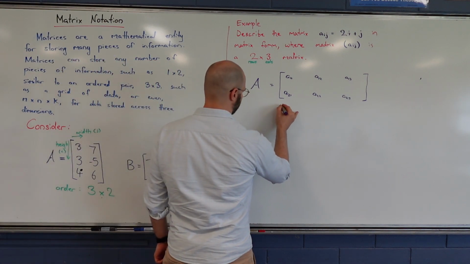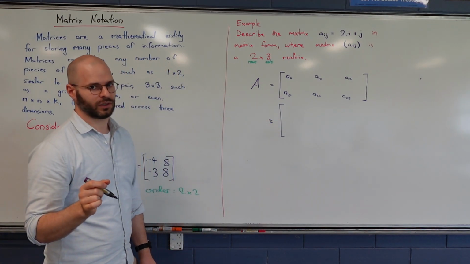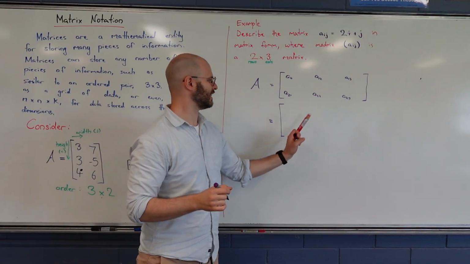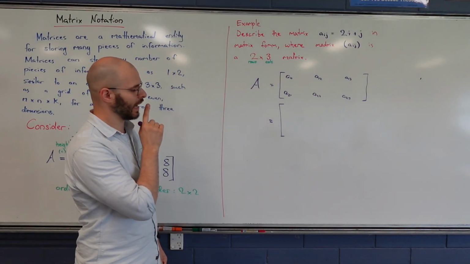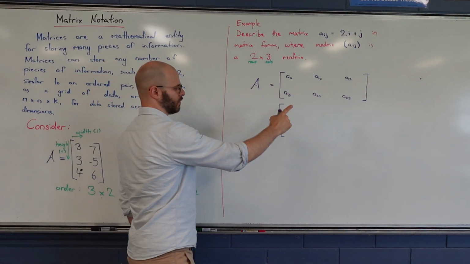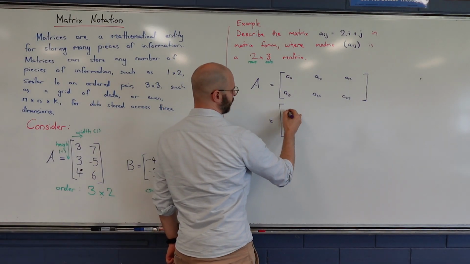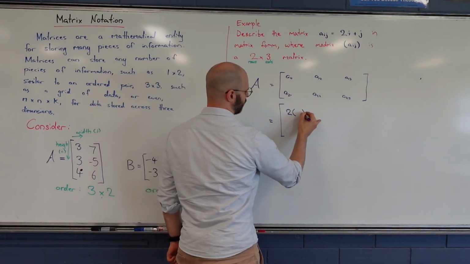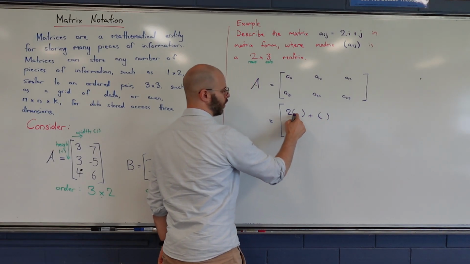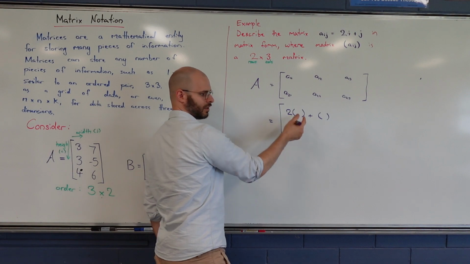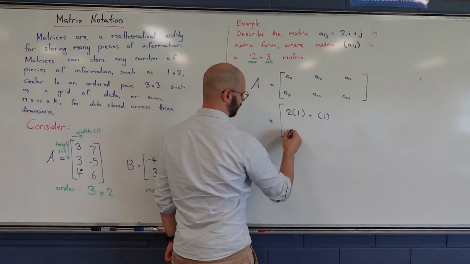Okay, next. We want to describe the actual values. We have a formula to change them into this form over here. Now the question is, how do we input it? Well, we're working with row 1, column 1. So when I put this in, it's going to be 2 times i plus j. What is i in this instance? 1. And j is 1.